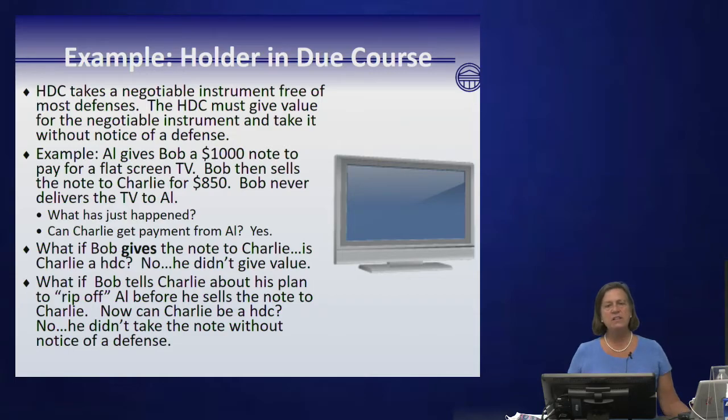All right, let's change up the example just a little bit. So what if Bob gives the note to Charlie? Charlie doesn't pay for it, Bob gives it to him. Can Charlie be a holder in due course? No, he didn't give value.